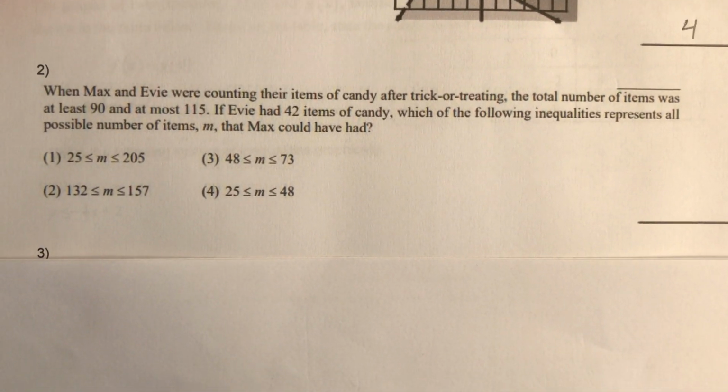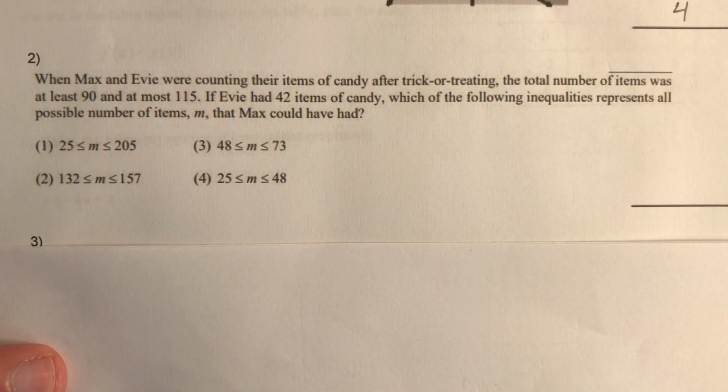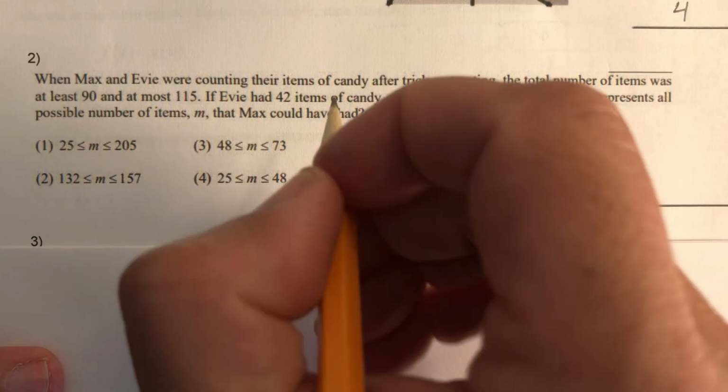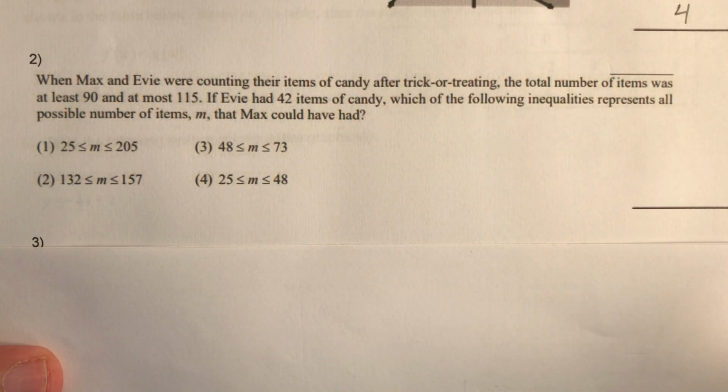All right, move right on down. All right, so this one has a lot of reading in it. Just stick with it. It's not that bad. When Max and Evie were counting the items of candy after trick-or-treating, the total number of items they had was at least 90 and at most 115.